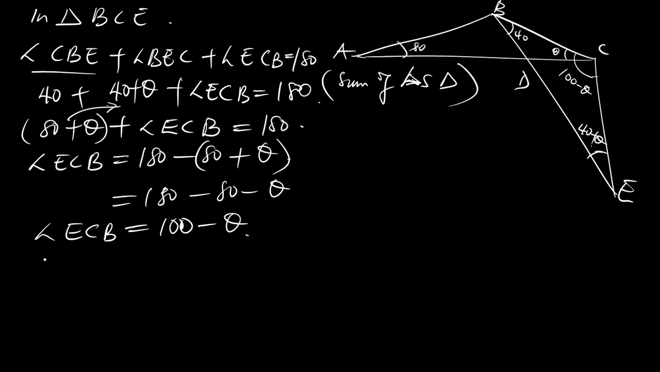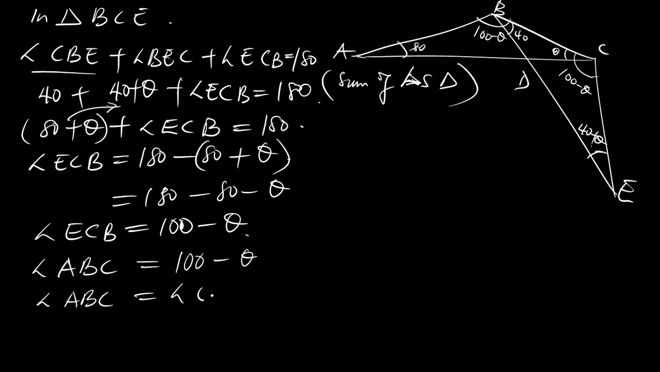Now, if you can remember, initially the angle ABC is equal to 100 minus theta, and this place is equal to 100 minus theta. So it now implies that angle ABC is equal to angle ECB.